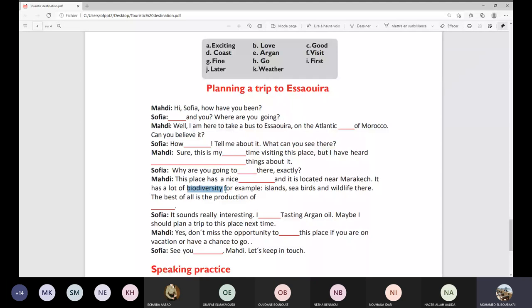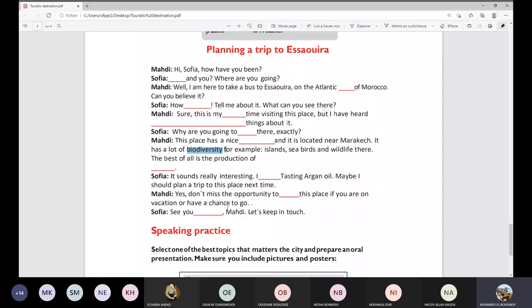Biodiversity means that there are a lot of flora and fauna, like a lot of plants, lot of kinds of trees, lot of animals, lot of birds. That's what we mean by biodiversity. The sea, the sun, the sand, and the weather, which is warm, and of course rain. All these things contribute to what is called biodiversity, but principally lot of types of animals and plants and trees.